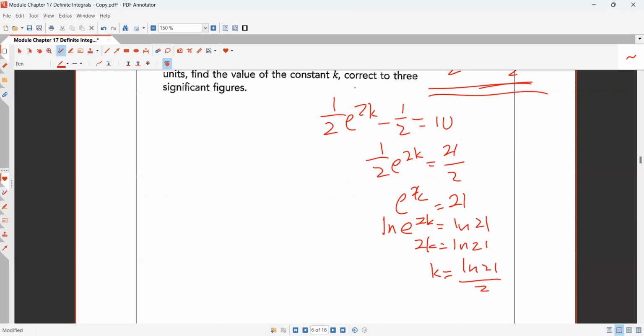And the question asks you to leave your answer in 3 significant figures. Mr. Jian Qiang, what is the answer? Ln 21 divided by 2? 1.52 from Mao Guangxing, right?